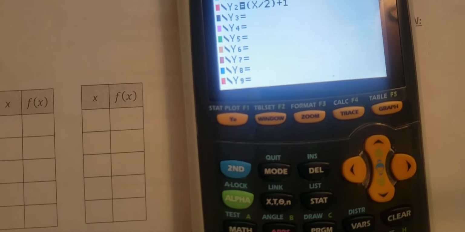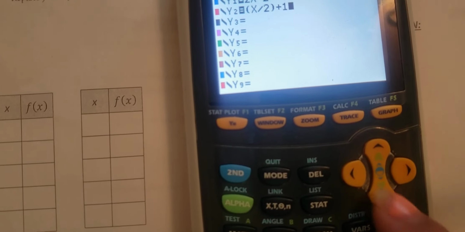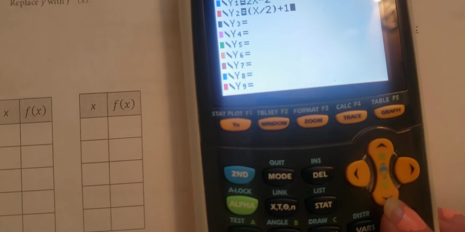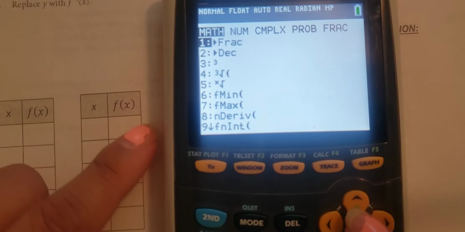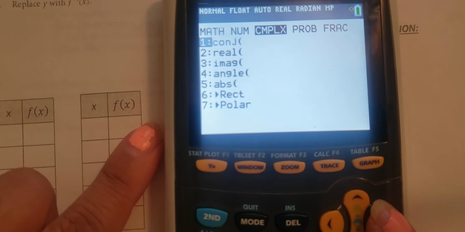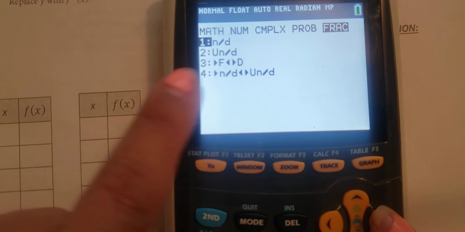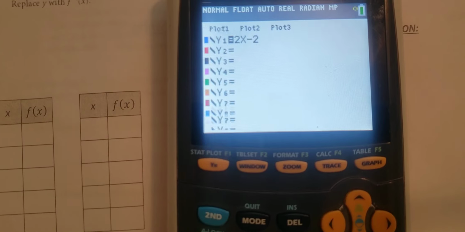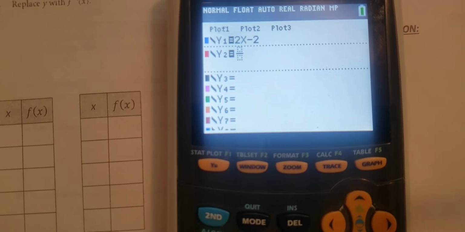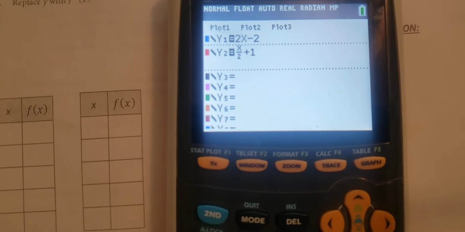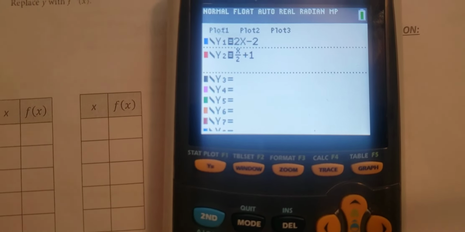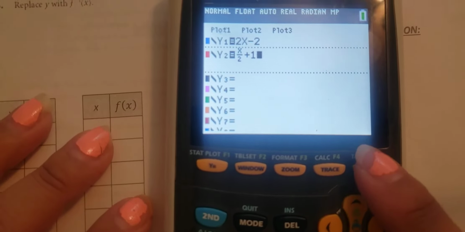Or if you're really good at using a graphing calculator, let me clear that. If you go to math, see how it says fraction? N over D will literally write a fraction for you. So you can write x over 2 plus 1. Okay? So I kind of showed you some options. And then press graph.